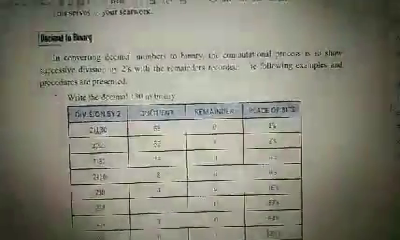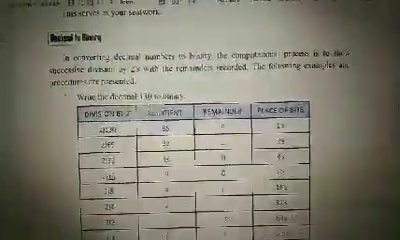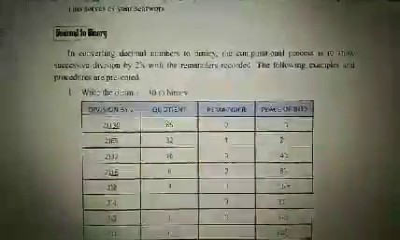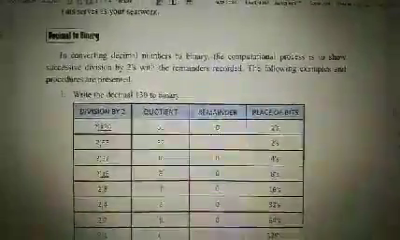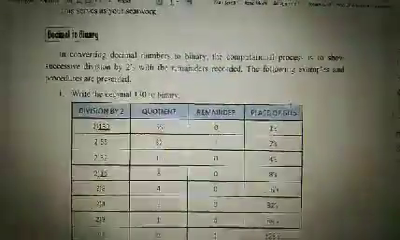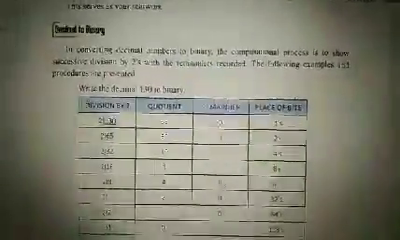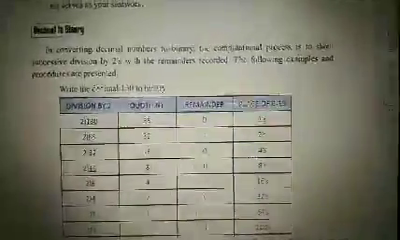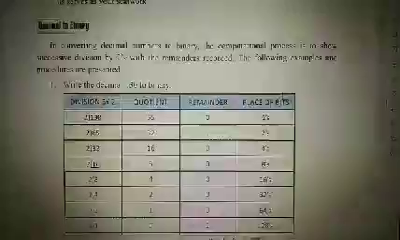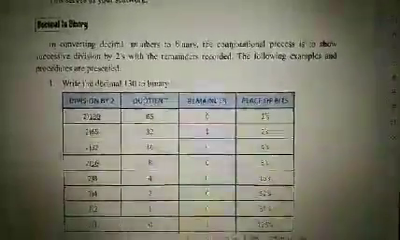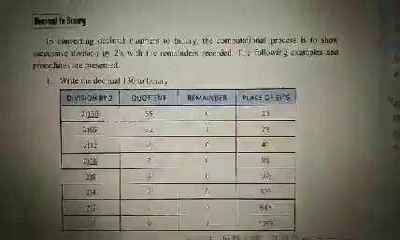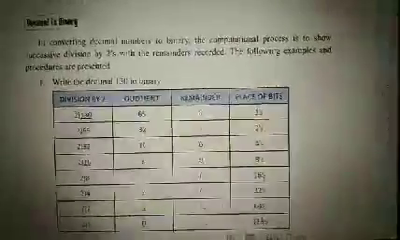In converting decimal numbers to binary, the computational process is successive division by 2 with the remainders recorded. The following examples and procedures are presented. For example, write the decimal 130 in binary. First, in the column here, 130 divided by 2 is 65, remainder 0. 65 divided by 2 is 32, with remainder 1. 32 divided by 2 is 16, remainder 0, and so on and so forth. To get the binary code of this decimal, we must read the remainders from bottom to top.